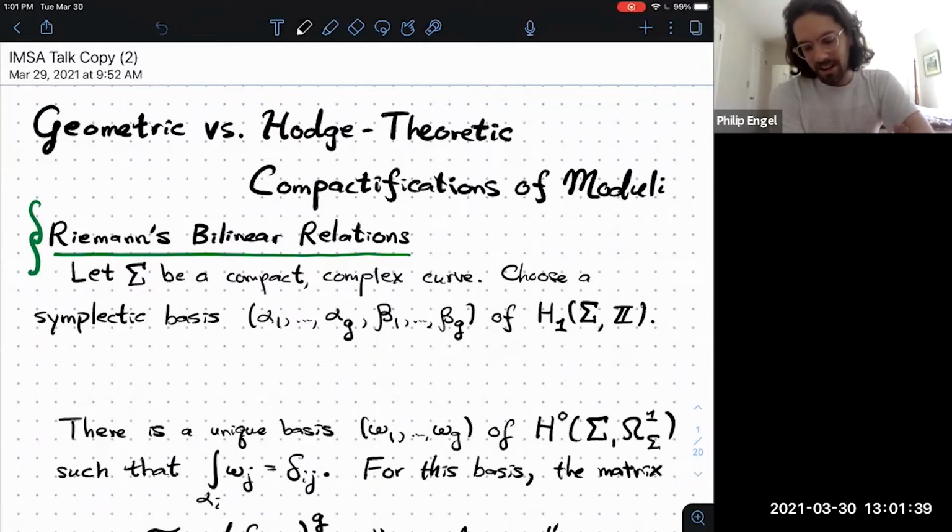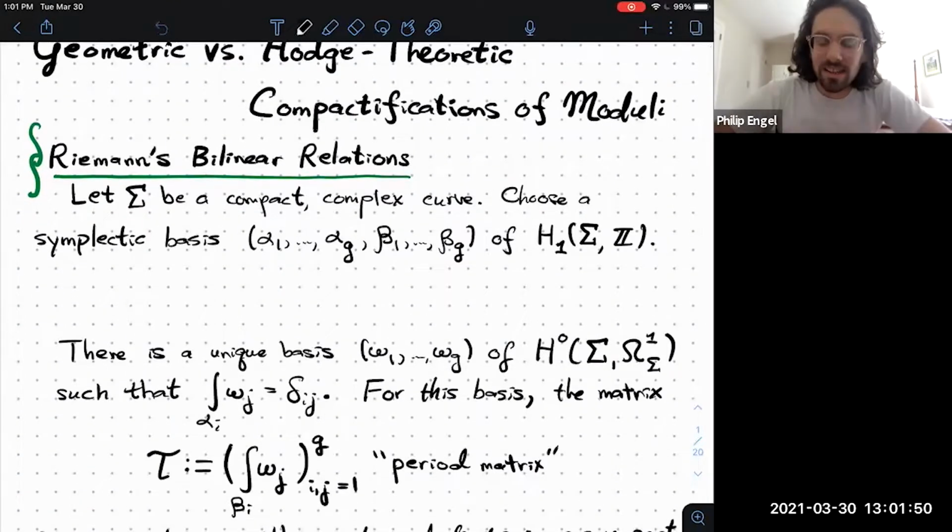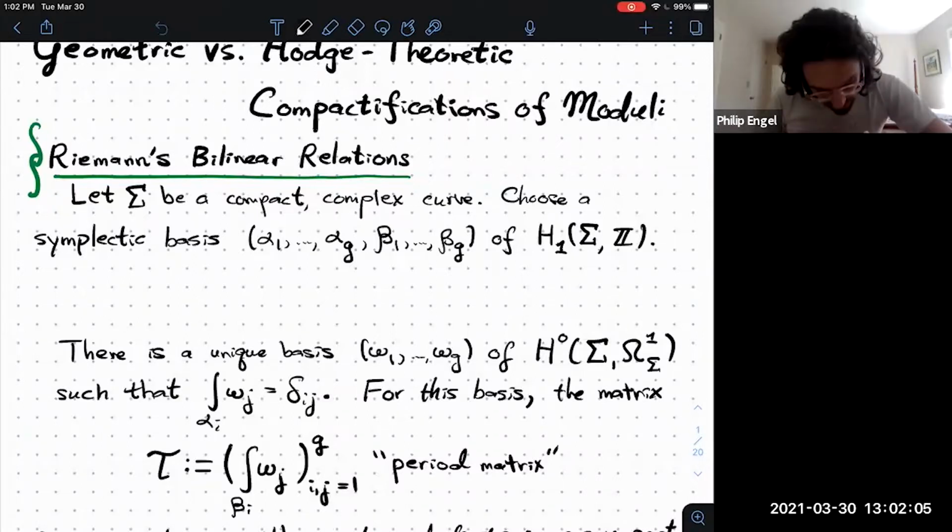I just wanted to start off with the most classical case of Abelian varieties, and just begin by looking at a compact Riemann surface, sigma, or complex curve. And given such a curve, we can choose a basis of the first homology, which forms a standard symplectic basis. So geometrically, we would have something like this.